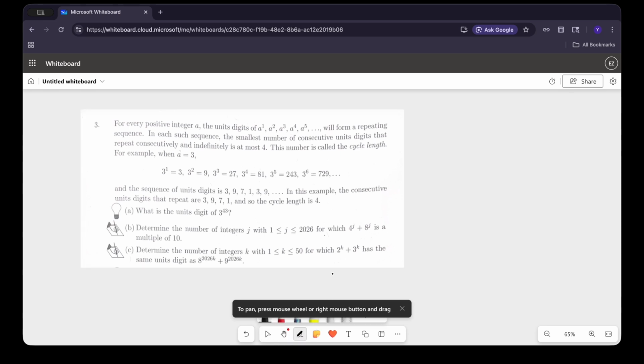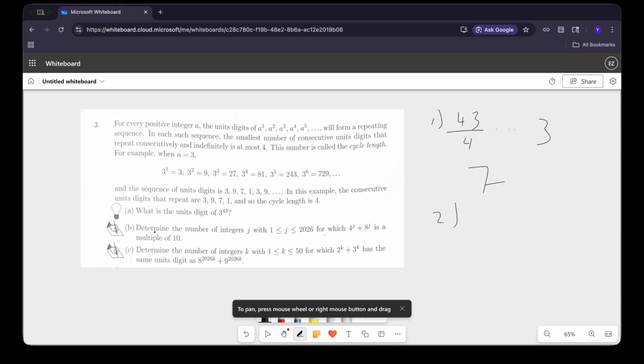Okay, the first question is, the unit digit of 3 to the power 43. This one is really easy. We just do 43 over 4, and the remainder is 3. So we count 3, 1, 2, 3. So the unit digit should be 7.